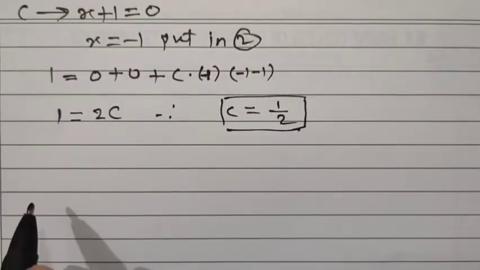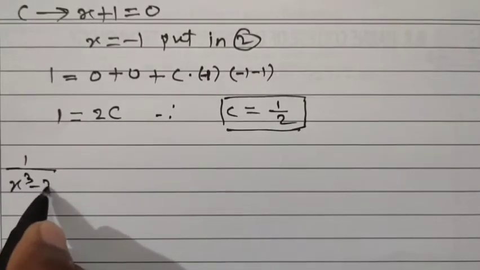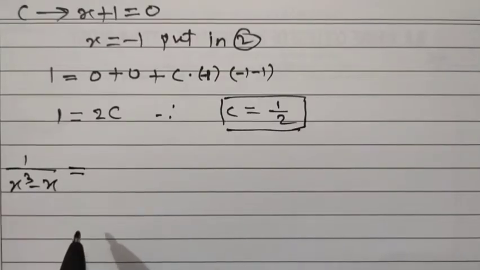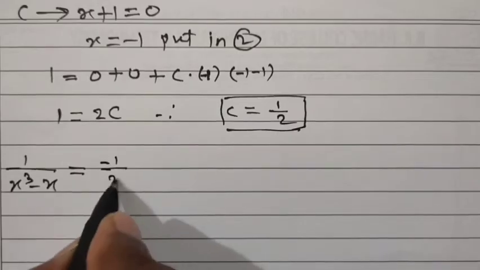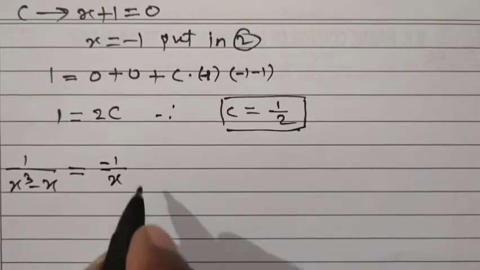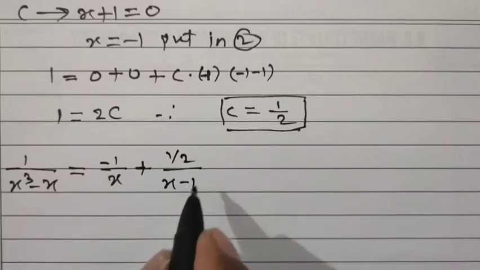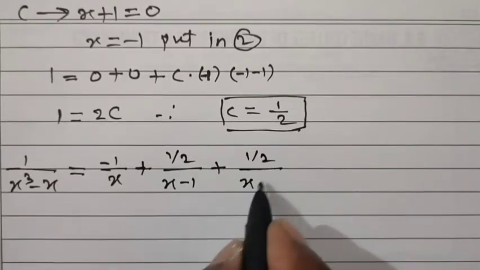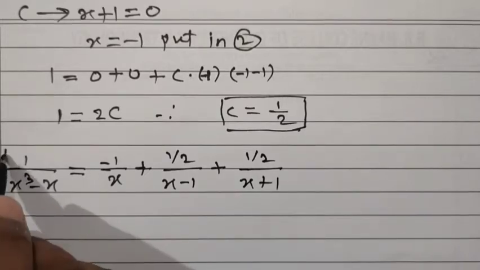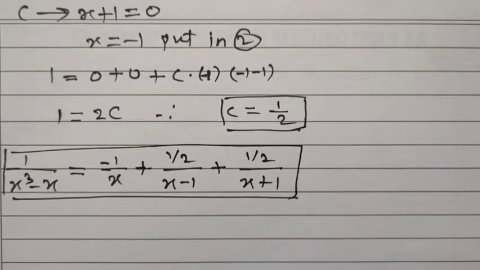Hence, partial fractions of given rational function given by 1 upon x cube minus x is equal to a upon x. A is minus 1. Minus 1 upon x plus b upon x minus 1, but value of b is half, plus half divided by x minus 1, plus c is also half divided by x plus 1. And this is solution of given sum. These are partial fractions of given rational function.